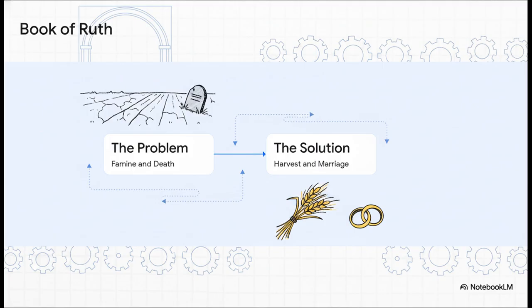The narrative tension of the entire book hangs on this structural problem. As we read, we track this problem directly to the twofold solution at the end of the book, the physical harvest solving the famine, and Ruth's marriage and the birth of Obed solving the problem of death and loneliness. By tracing this problem-to-solution architecture, the ultimate message of the text just unlocks right before our eyes. It's not just a nice story, guys. It is a meticulously constructed structural masterpiece.